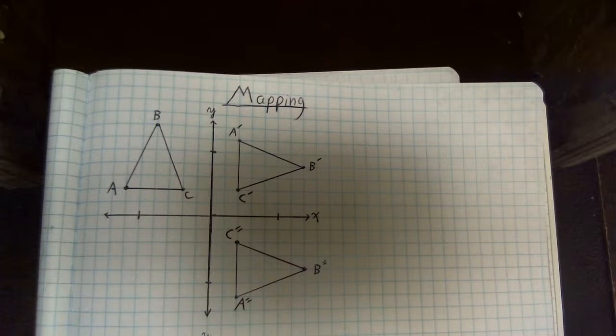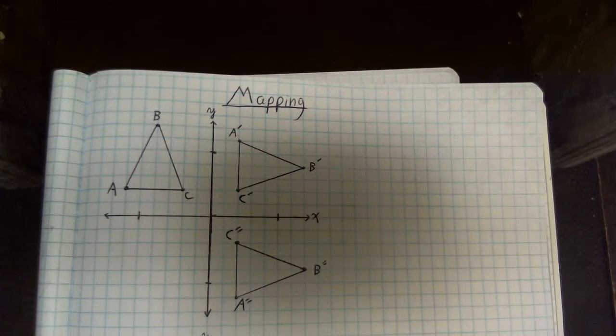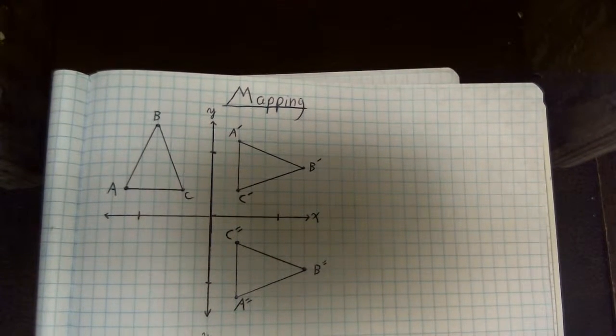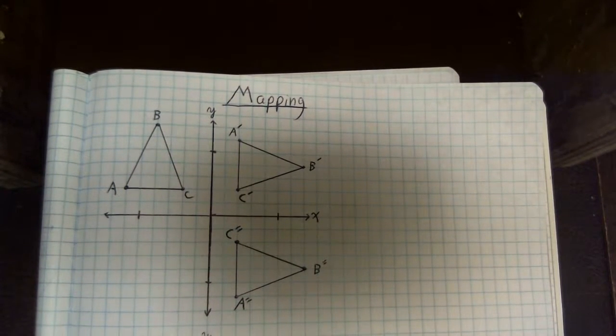Mapping is trying to figure out how we get a figure to land on top of another figure based off of different transformations. Now, the key to mapping is that we want all of our points to line up exactly where they're supposed to, and we want to try to do the fewest transformations that we can.